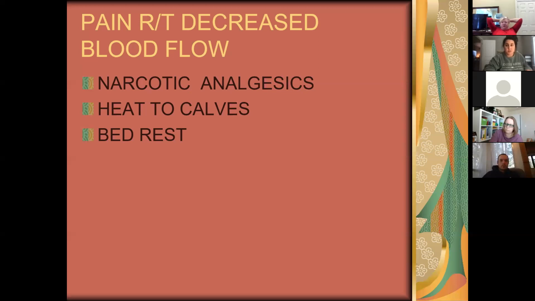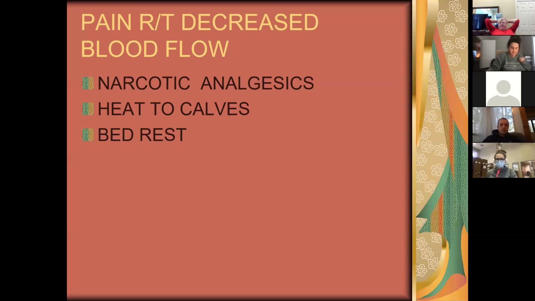Are we expected to know normal D-dimer? No. I don't even know a normal D-dimer. I just know it's positive. Positive D-dimer means that there is a clot. That's all I know, and that's what they usually will say. Their D-dimer is positive.